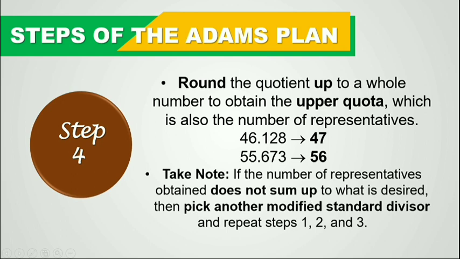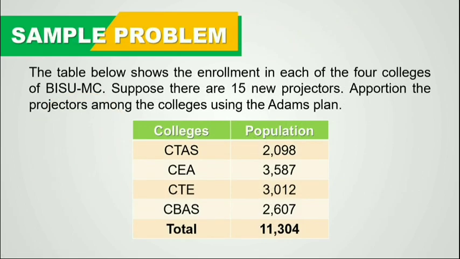So let's take this example for you to understand the steps of this apportionment method. So let's have this sample problem. The table below shows the enrollment in each of the 4 colleges of WMSU-MC. So suppose that there are 15 new projectors and you have to apportion the projectors among the colleges using the Adams plan.